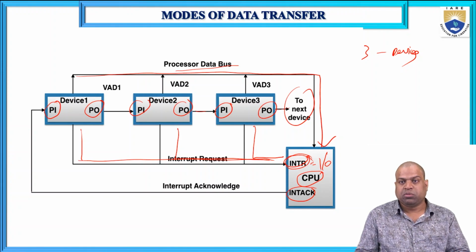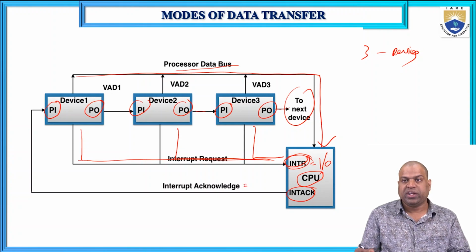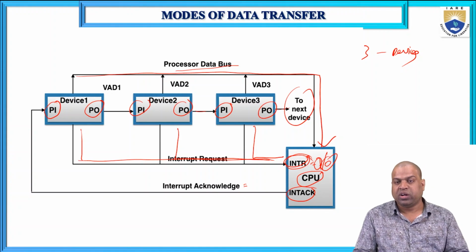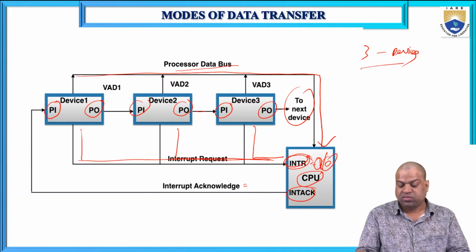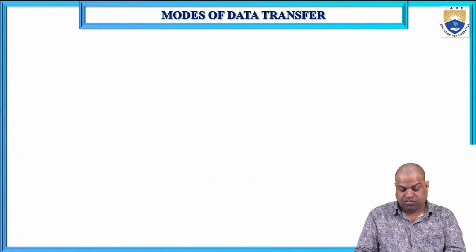Interrupt acknowledgement means we have to give some acknowledgement. We need an interrupt, or we don't need any interrupt. Suppose INT equal to 1, I have to give an acknowledgement. Suppose INT equal to 0, we have to give an acknowledgement that I need this one. So that is the modes of data transfer through the devices.